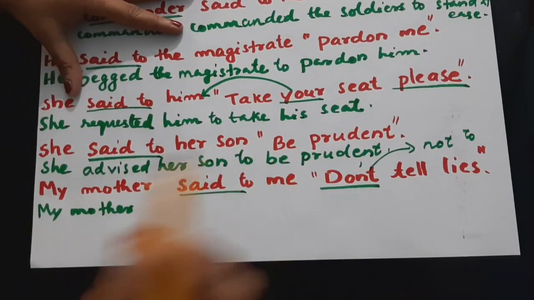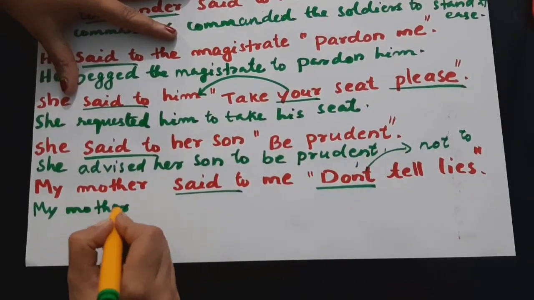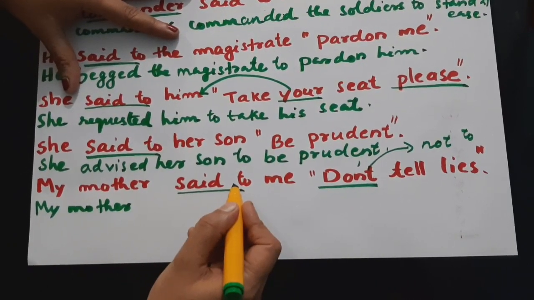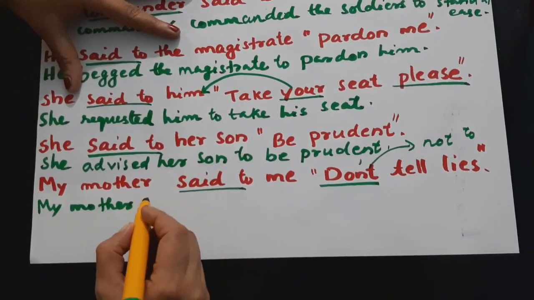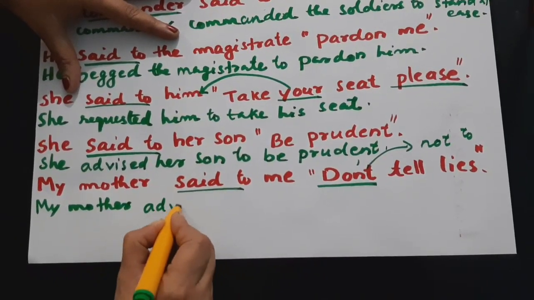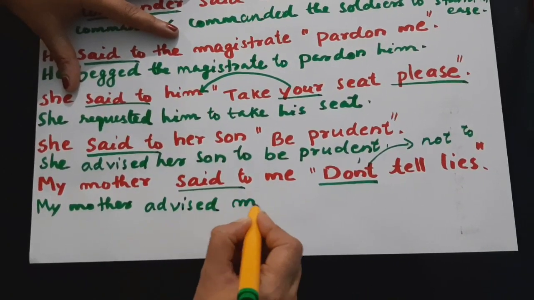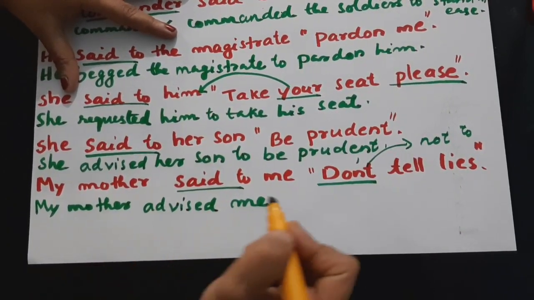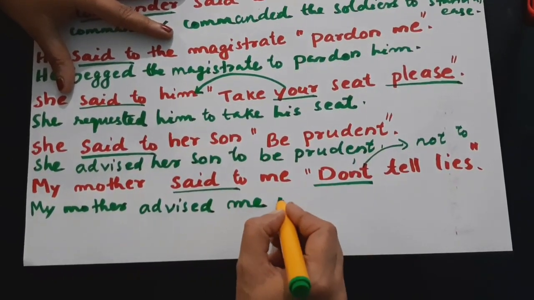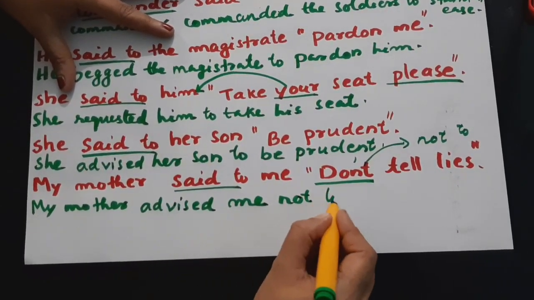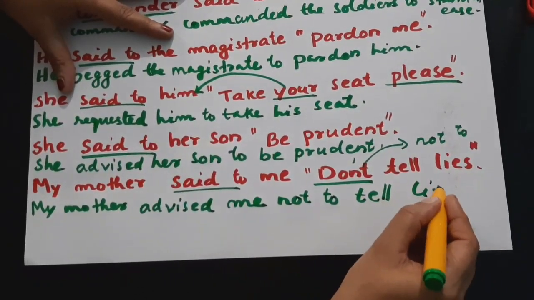Okay, that's another rule. Okay, now how will you rearrange the sentence? My mother said to. So as I told you, this is an advice. You have to use the reporting verb as advised. My mother advised me. Here I am not using to but not to. Okay, not to tell lies.